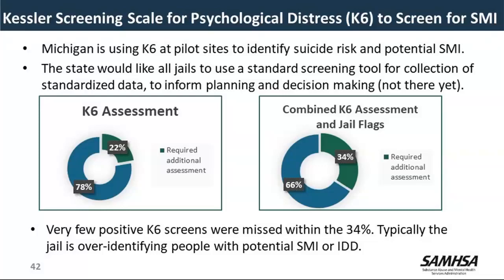So when we did the K6, it identified 22% of the individuals who were coming into the jail needed further assessment. And when we did just the three different methods that I talked to you about previously, it identified 34%. And there were very few positive K6 screens that were missed within that 3 or 4%. So typically in Kent County, we're over-identifying individuals, and I think that's the side right now we want to err on. But that just kind of shows the results of how that assessing is going.